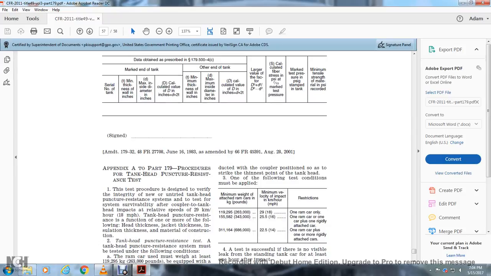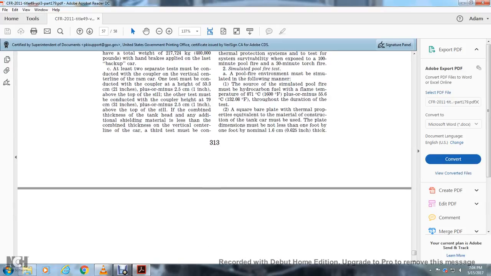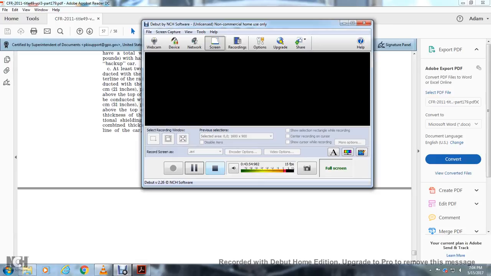Alright, Appendix A. Appendix A is Part 179, procedure for the tank head puncture resistance test. Close that up, and we'll do the Appendix A.